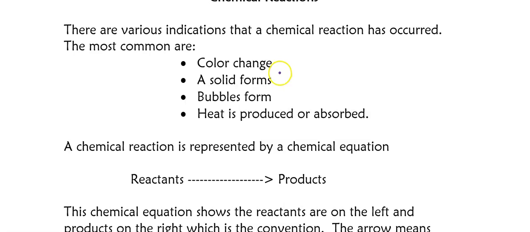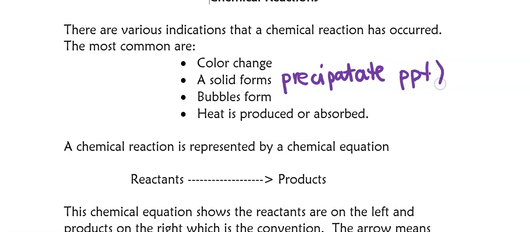There is a special name for the solid that's formed. It's called a precipitate, and its shorthand is PPT. We're going to talk a lot about precipitates when we talk about a type of reaction called a double replacement reaction. All right, another thing that we can observe is maybe bubbles formed, or if there's some sort of heat.